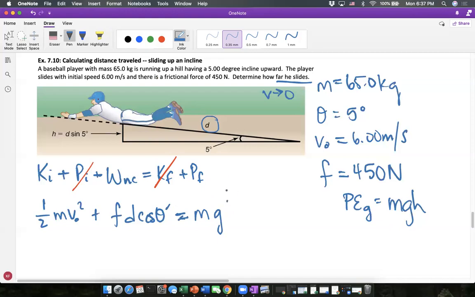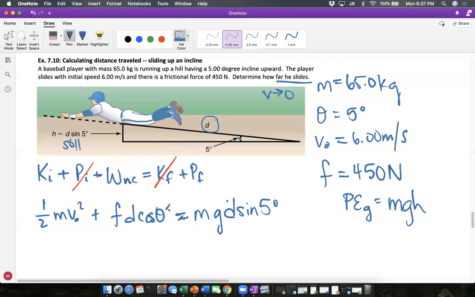Now our height, it does already give it to you, but it's easy to figure out with trig. If we want to know this side here, this height with this triangle, we have the opposite over hypotenuse, which is sine. So then we have that our height here is going to be d, or our distance here, times sine of 5 degrees.